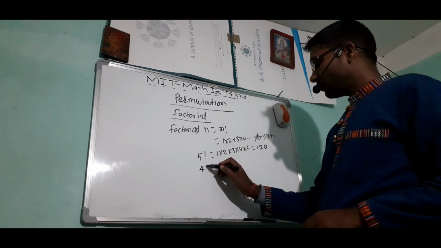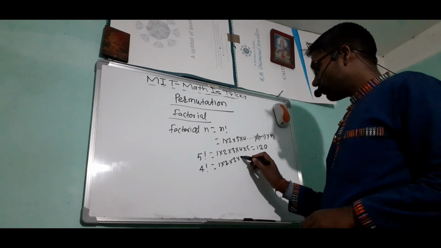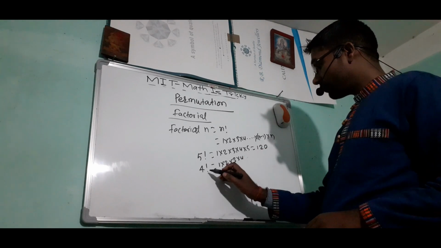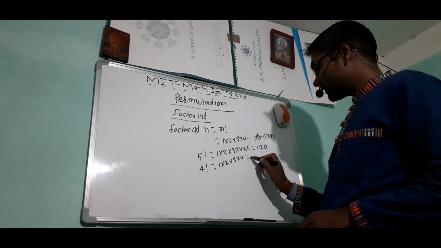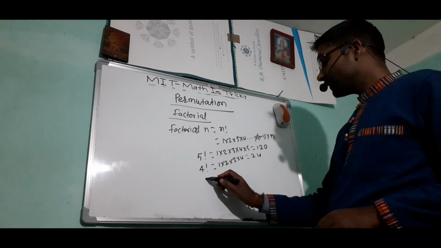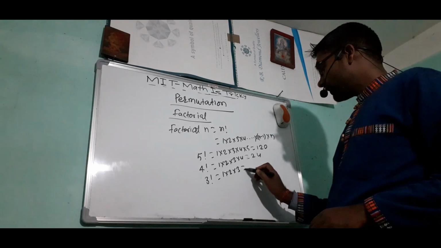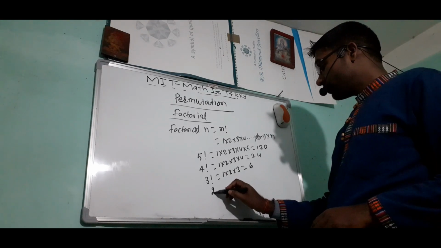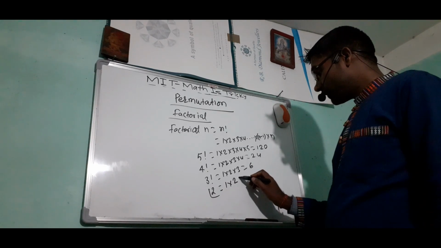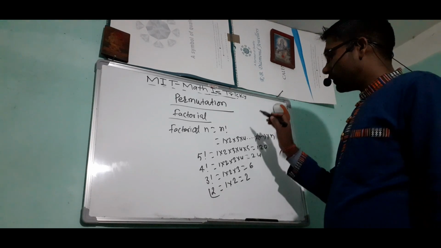Similarly, 4 factorial equals 1 into 2 into 3 into 4, from 1 to 4, so that is 6 into 4, 24. Similarly, 3 factorial is 1 into 2 into 3, that is 6. For 2 factorial, it is 1 into 2, that is 2.